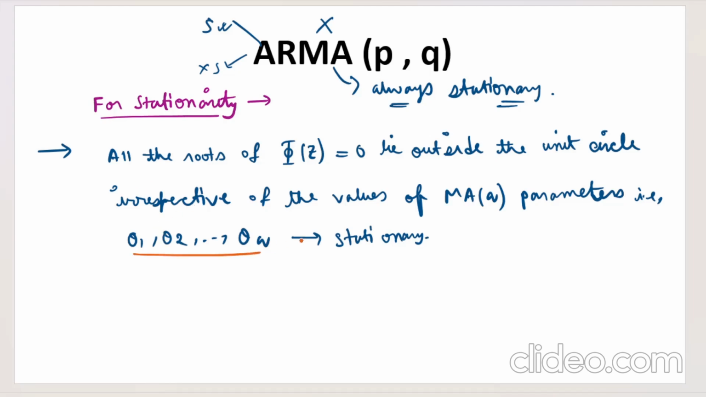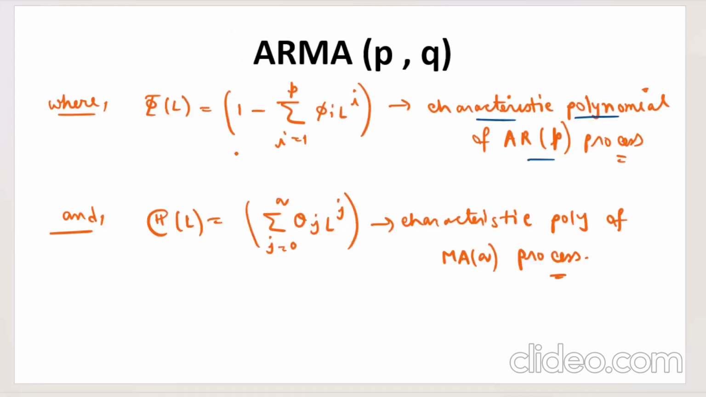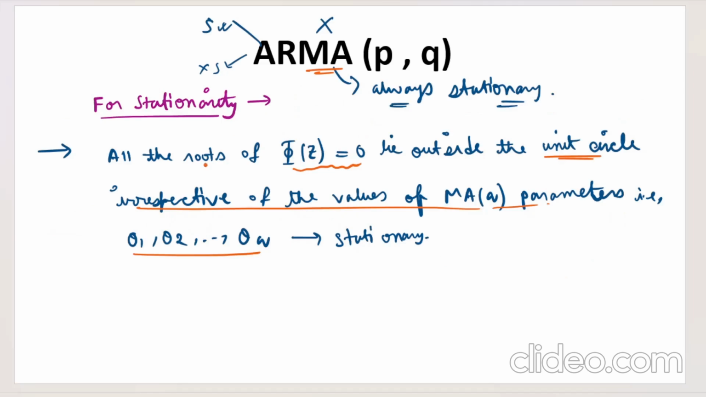So these are the MA(q) parameters, as I have told you, irrespective of their values. Since MA is always stationary, we are not considering any particular values of the MA parameters. We only check that the roots of phi z equals 0 lie outside the unit circle. Suppose this polynomial here is a pth degree polynomial. Since it is an AR(p) process, we will have phi 1, phi 2 up to phi p here, right? So it's a pth degree polynomial.